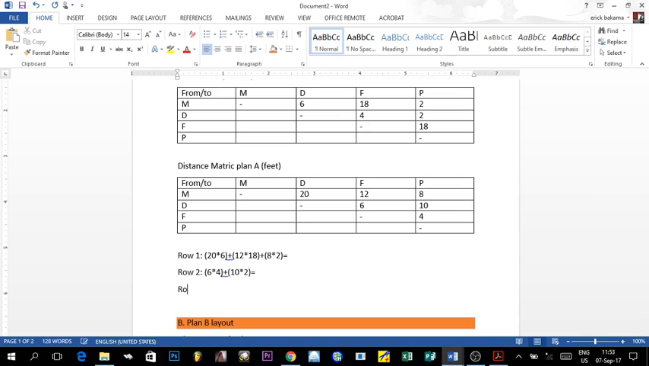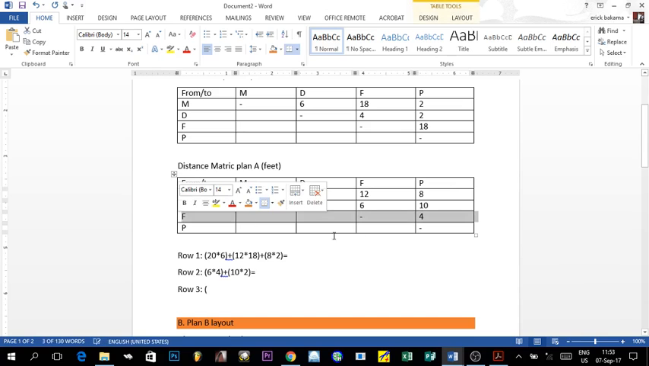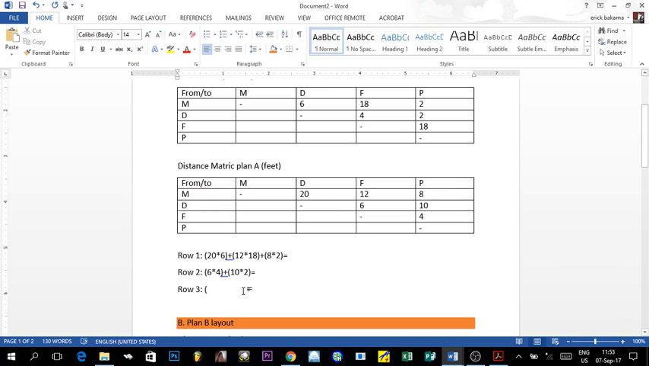And then we have row 3. When it comes to row 3, we only have one distance, between F and P. F and P, we have 4 feet. And then the number of units is 18, which is 18 times 100, which is 1800. So we have 18 here.